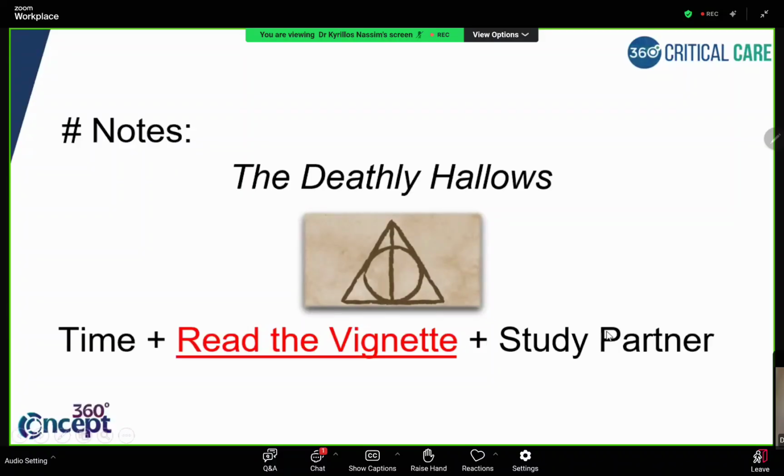Okay. Let's remember again the deathly hallows. Please be aware of the time, be aware to read the vignette, and to find the study part. Let's begin with the first case.